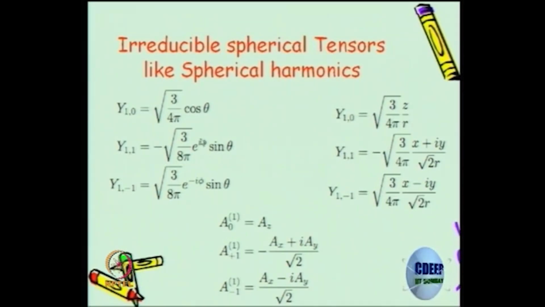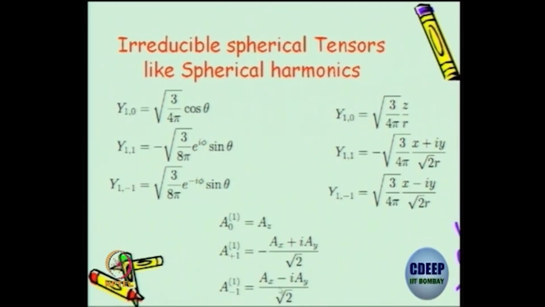Y1 1 has an e to the i phi, which you can write as cos phi plus i sin phi, right? And there is a sin theta. If you resolve them into components, what you get here is minus of x plus iy, and if you look at Y1 minus 1, it is x minus iy. Okay, clear? You remember these things. So this is for the position components.